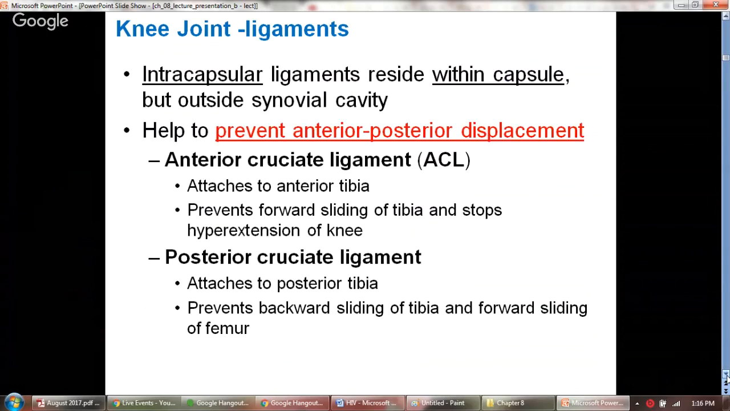The intracapsular ligaments reside within the capsule, but they do not belong to the synovial cavity, so they are outside the synovial cavity. These intracapsular ligaments prevent anterior and posterior displacement, especially when we are standing. The anterior cruciate ligament attaches to the anterior tibia, and it prevents forward sliding of the tibia and stops hyperextension of the knee. The posterior cruciate ligament attaches to the posterior tibia, so it prevents backward sliding of the tibia and forward sliding of the femur.